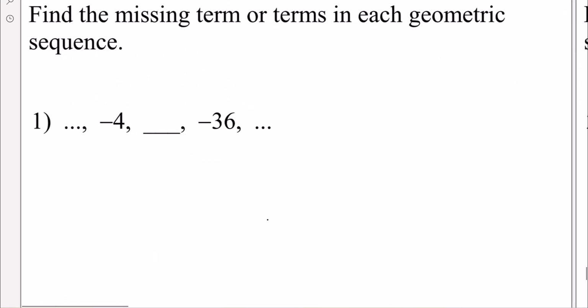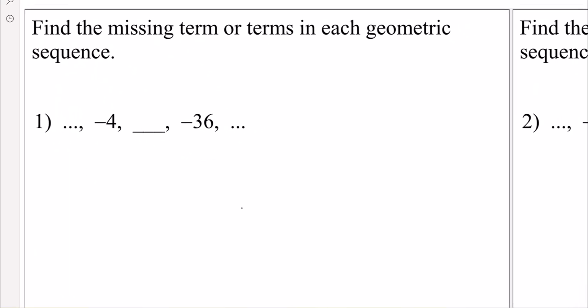Okay, now we're going to try to find what is this missing term. When there's only one missing term, sometimes even two, it's pretty easy to figure out. But this time it's telling us a geometric, so that means we need to find the common ratio, which means multiply or divide depending on which way you're going. So here is the setup.